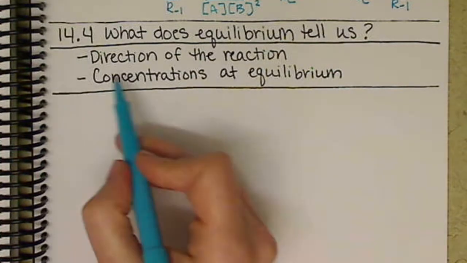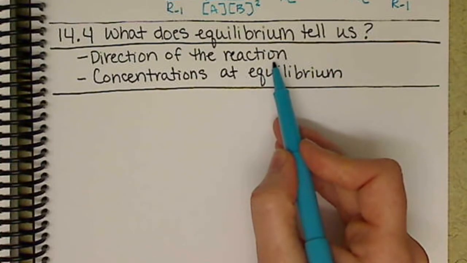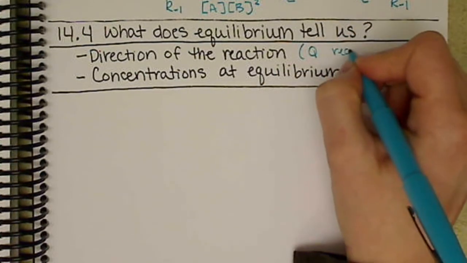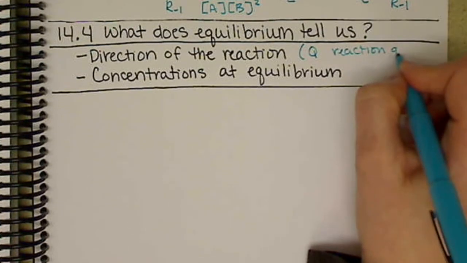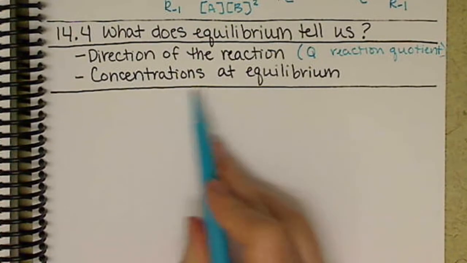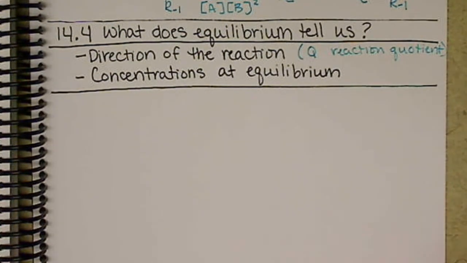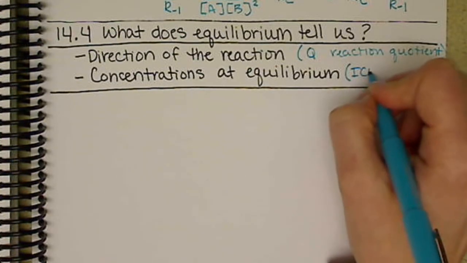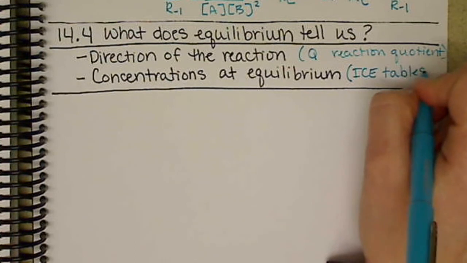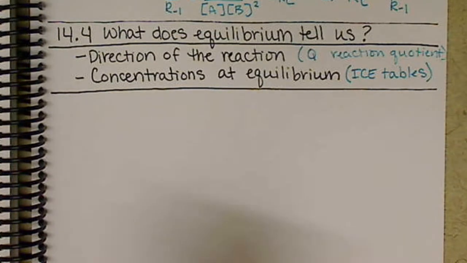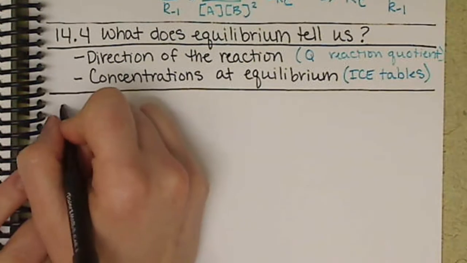Okay, so the direction of the reaction, which is what we're going to talk about in this video, is going to be looking at Q, our reaction quotient. The concentrations at equilibrium will use ICE tables, and that will be what we cover in Tuesday's lecture. So for this lecture, what we're looking at is the direction of the reaction.